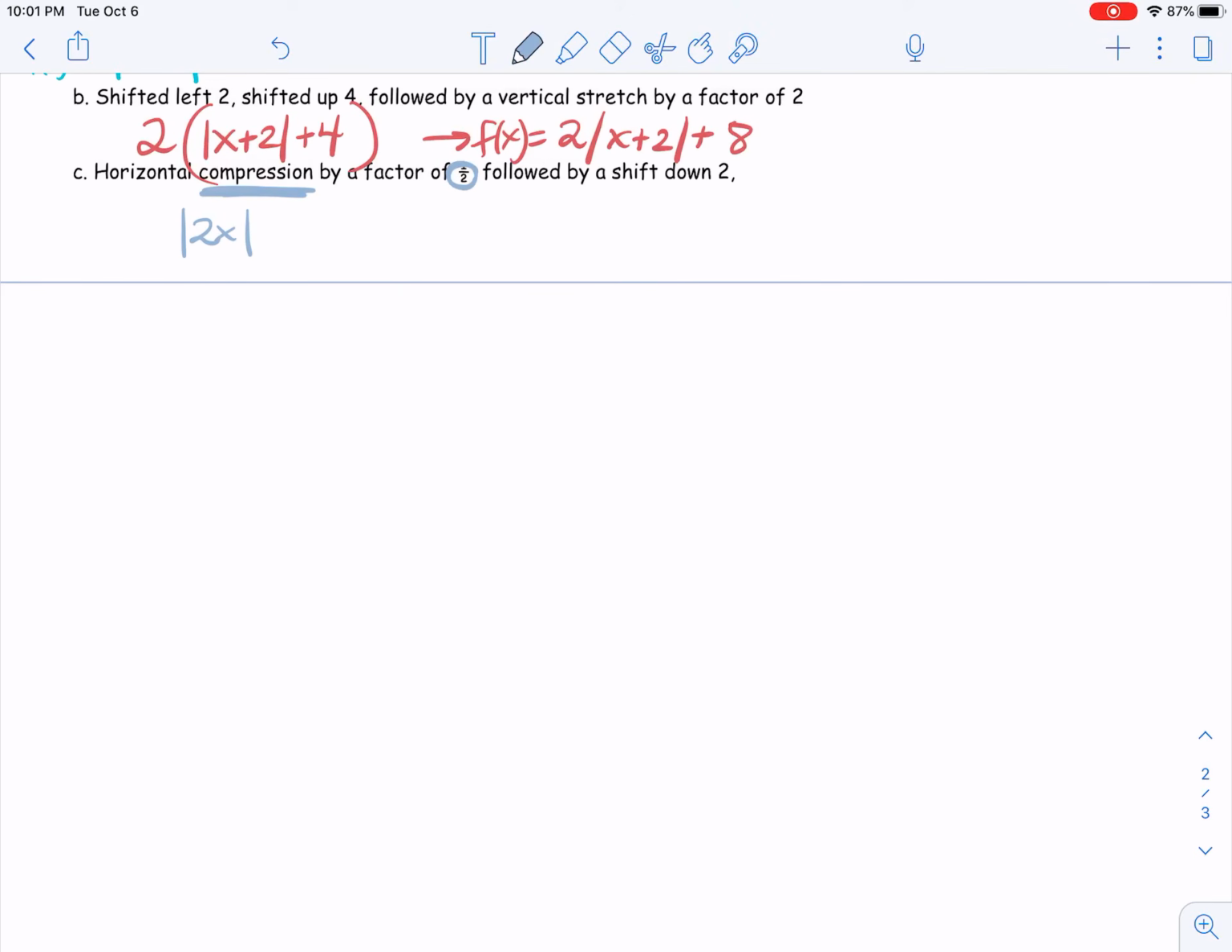Okay, so then I have followed by a shift down 2. So I can just take that and then go down 2. And that is my function.